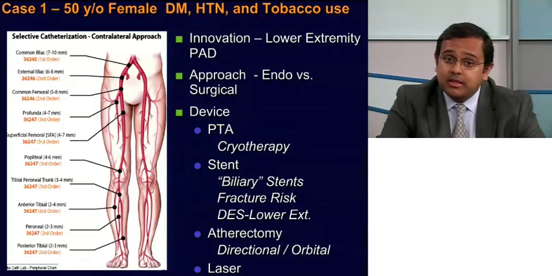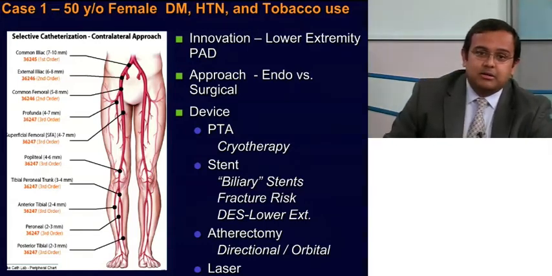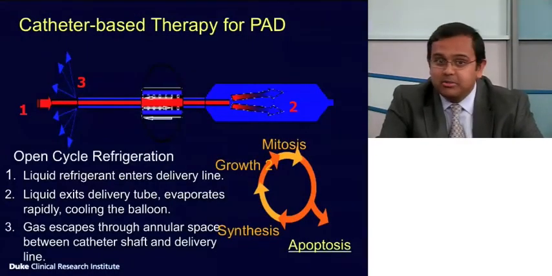We'll talk about where the DES in the lower extremity is, and then I'll go through atherectomy, both directional, orbital, and others, and laser. So I'll try to take us on a whirlwind tour of some of the devices.